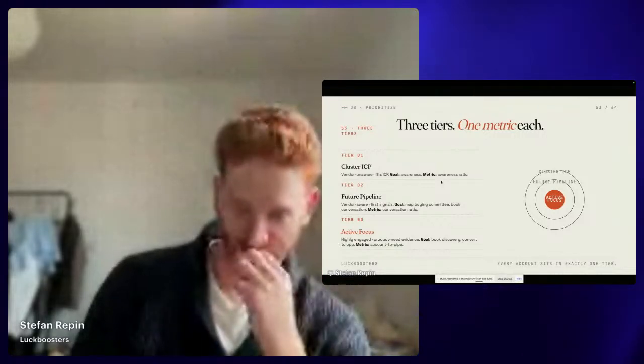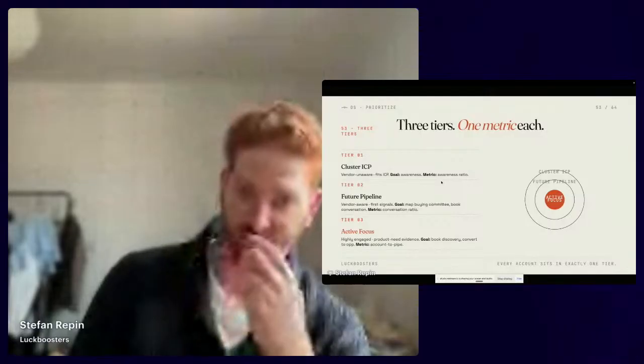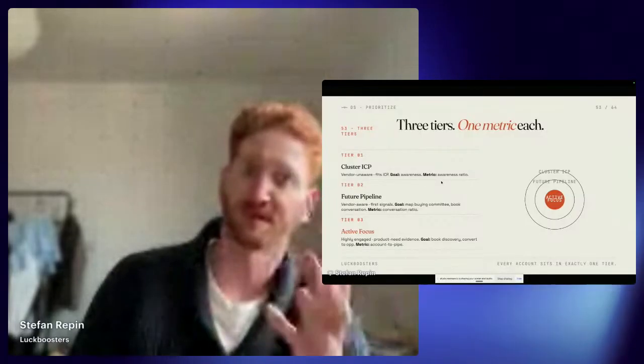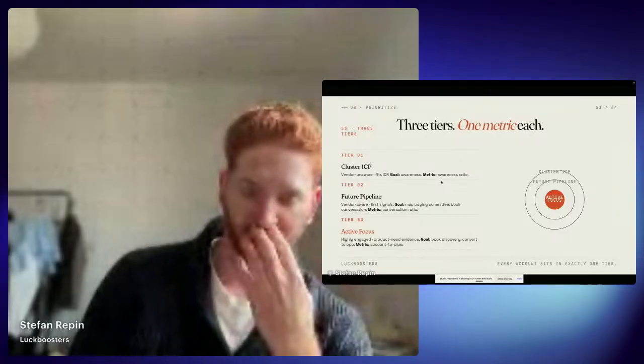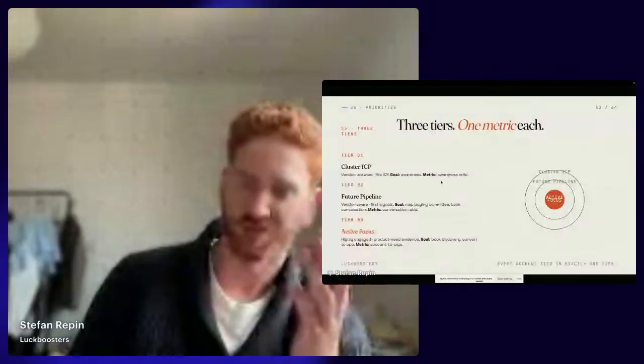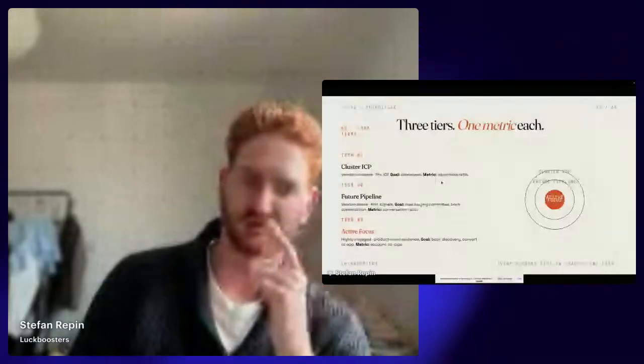Active focus. In good engagement, there is a need for the product. The goal is to book discovery to opportunity. Account to pipe is the metric you need to look into.